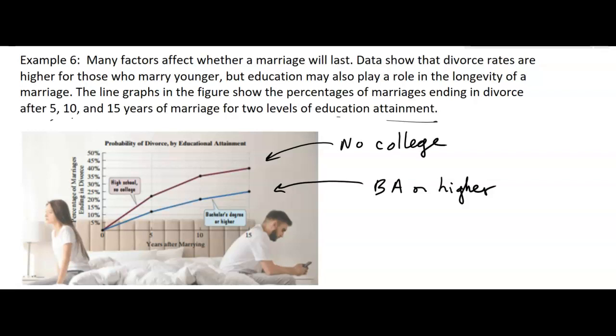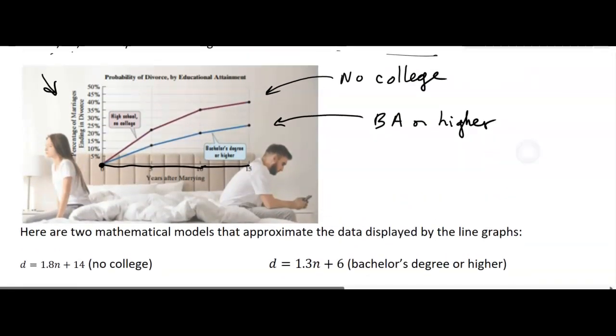So 2 line graphs all on one grid, so you can compare them and see what's going on. Notice here it's starting at the origin, no marriage, no divorce. And then along the x-axis, 5 years of marriage, 10 years of marriage, 15 years of marriage. Now on the y-axis, we have the percentage of marriages ending in divorce. That's the graph. So you want to read all those things on the graph so you know what it's talking about.